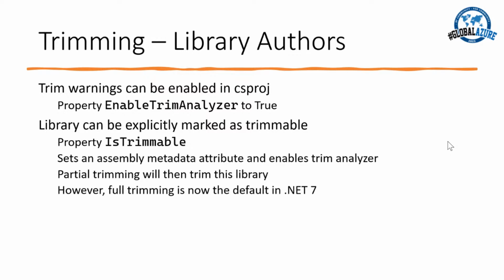And you can also mark your library as trimmable. So in .NET 7, the way of trimming changed a bit. So there is full trimming, which trims everything, and partial trimming, which only trims assemblies that are marked as is trimmable. You can set that to true if you know that your assembly is going to be trimmable. So if you set that is trimmable property in your project file, it will create an assembly metadata that tells the trimmer, yeah, this assembly is really prepared to be trimmed.